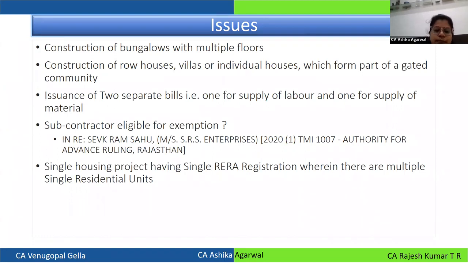Ashika. Now, another issue is issuance of two separate bills. Now, you have given one work and asked him that construction you have to do, you have to provide material, and you have to do the service element. But in order to avail the exemption, what can the contractor do? He may think, I will raise one service bill separately and one material bill separately. For the service bill, I will say it's pure labor, falling under exemption for a single residential unit. And for material, I will pay the GST.